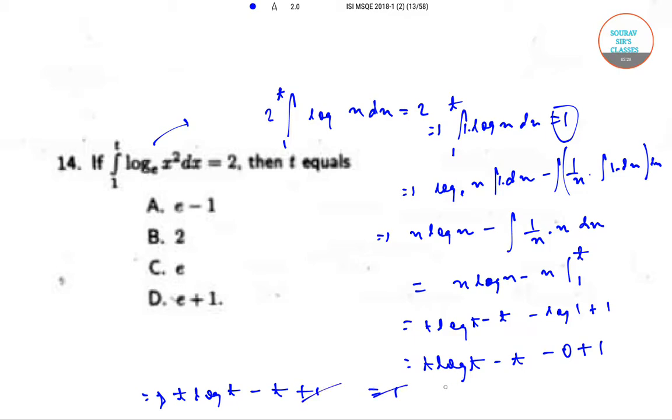So 1 cancels out and we get t log t is equal to t, and log t is equal to 1. Now taking exponentials on both sides, we get e to the power 1 is equal to t. So from here we get t equals e, that is option C.